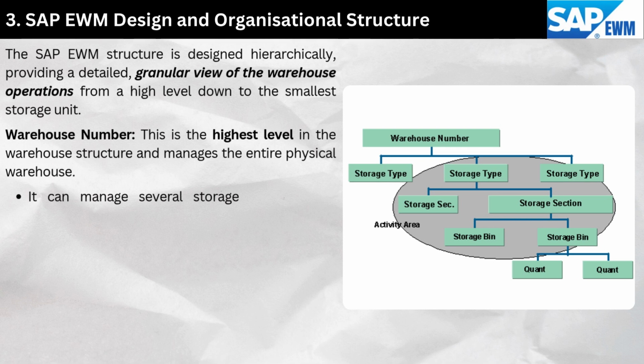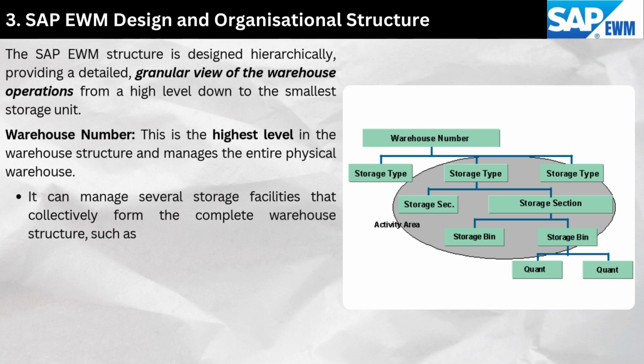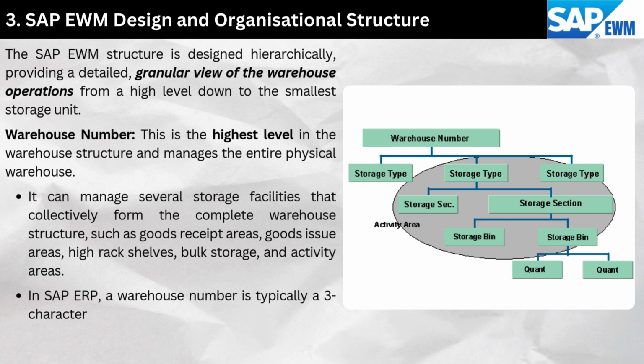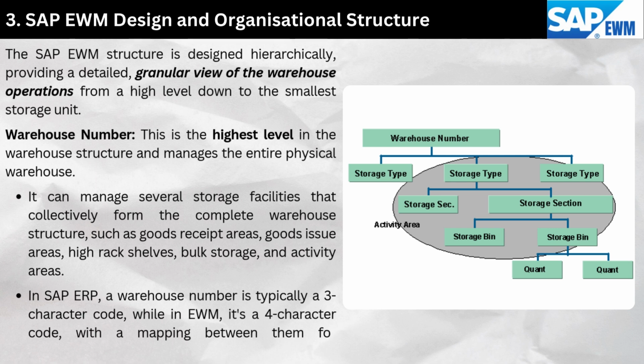It can manage several storage facilities that collectively form the complete warehouse structure, such as goods receipt areas, goods issue areas, high rack shelves, bulk storage, and activity areas. In SAP ERP, a warehouse number is typically a 3-character code, while in EWM, it's a 4-character code with a mapping between them for integration.